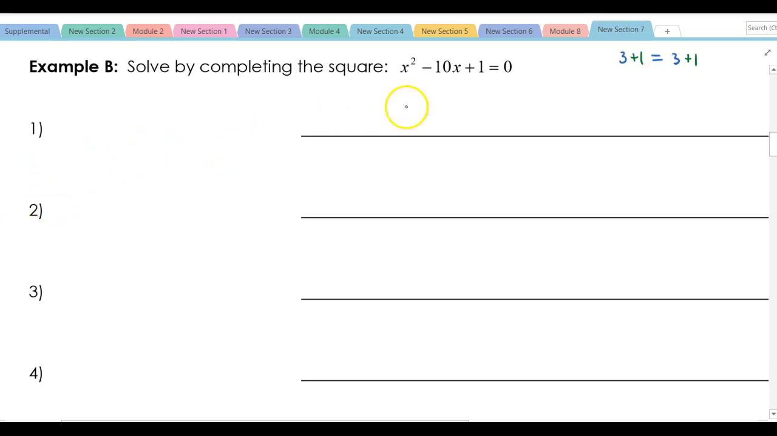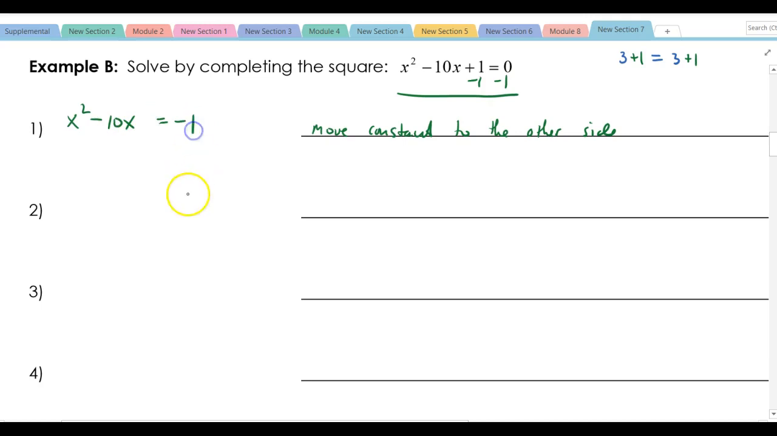So in the first example here, the first thing I want to do is move the constant to the other side. For example, if I want to get rid of 1, how do I get rid of it? I subtract 1, and I end up with x squared minus 10x equals negative 1.